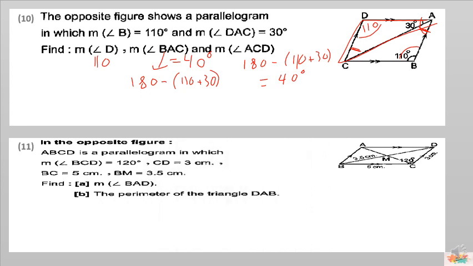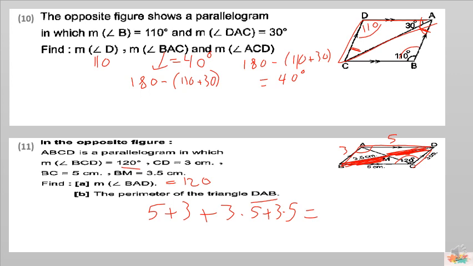Number 11. In the opposite figure, ABCD is a parallelogram in which measure angle BCD equals 120, CD 3 centimeters, BC 5 centimeters, BM 3.5. Find measure angle BAD. If you want these angles, all of them are equal to the angles here, which is also 120. Then you want the perimeter of triangle ABM, so we must know the lines. This is 5, so the one above is also 5, and since this is 3, the one opposite is also 3, and this is 3.5 and 3.5. So we'll do 5 plus 3 plus 3.5 plus 3.5. We must repeat it twice because they give you BM only as 3.5, so these two together are equal. Okay, so 3.5 twice is 7 plus 3 is 10 plus 5 it will be 15 centimeters.